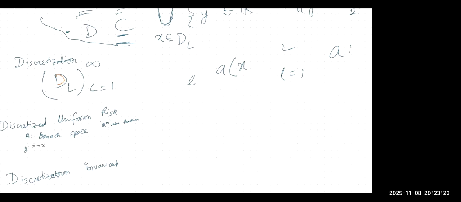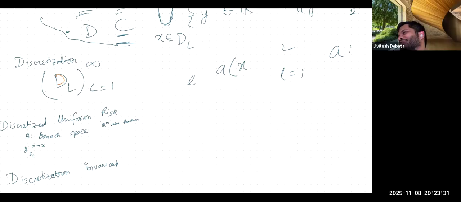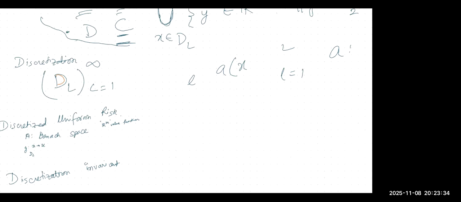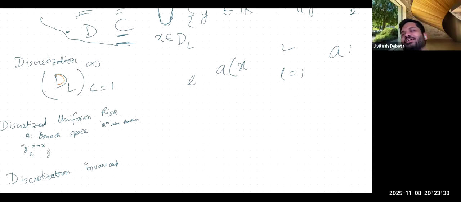And D_L be the L-point discretization of D. Actually, they're just defining this. Anyway, G hat is the approximation. So this is for the original one. 97-page paper, any repetition, I swear, I am angry.